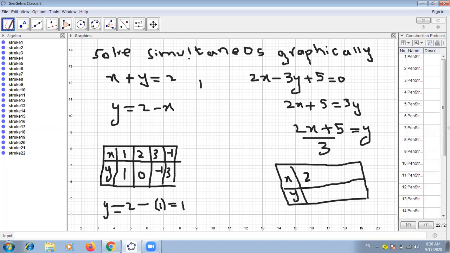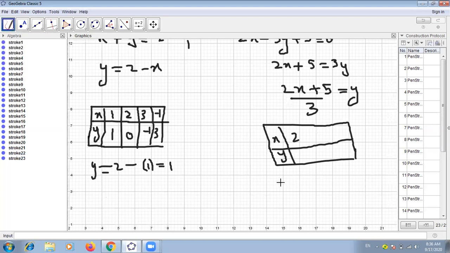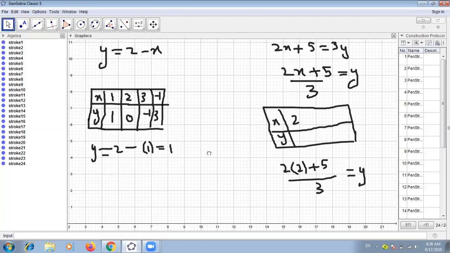So I place 2 and I'll show you how we can get the value of y. So 2 times 2 plus 5 over 3 means 9 over 3, and 9 over 3 means 3. So it's up to you. If you want to solve it, you will get the answer y equals 9 over 3, and this means 3. So when I place the value of x as 2, I get 3.